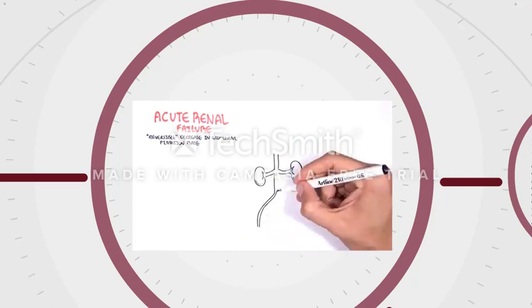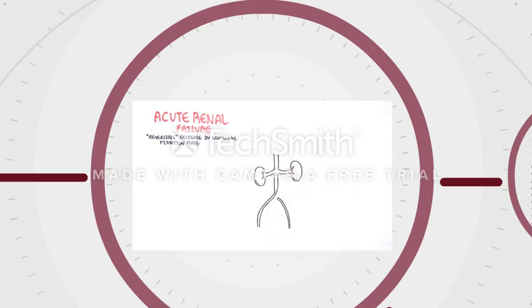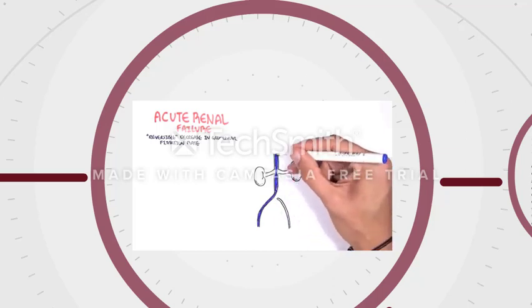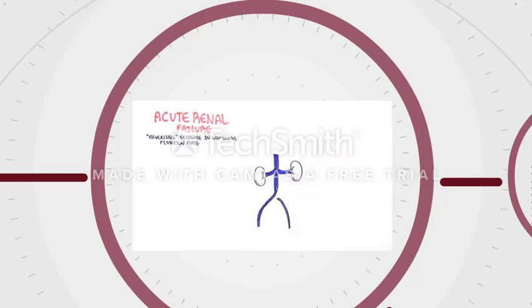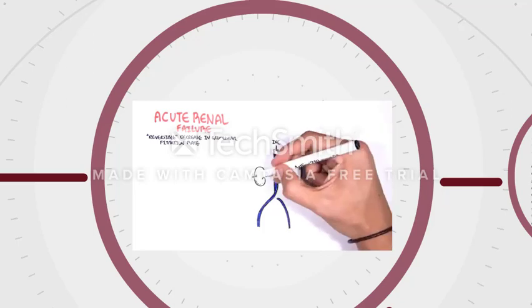So here I'm just drawing the anatomy. Here we have the kidneys, the inferior vena cava, where the renal veins drain into, and then we have the ribs here.